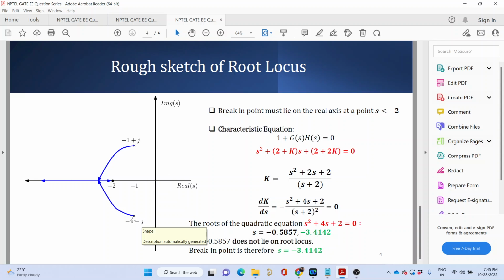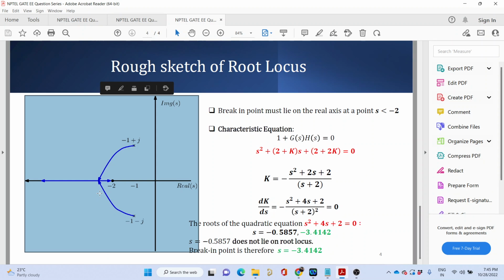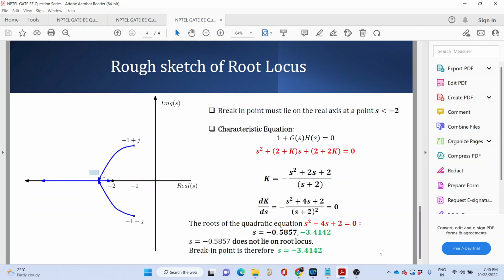Yes, sir. So do you agree to this? Am I correct in drawing the root locus? Yes, sir. I'll draw again. So what point is this? What is it? The breakaway point. No, no. What is the significance of this point? What is the zeta at this point? The damping ratio at this point. What is the damping ratio at this point?